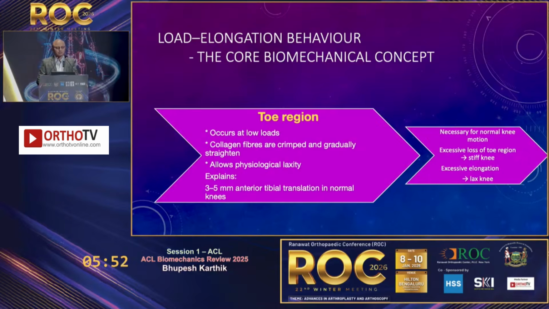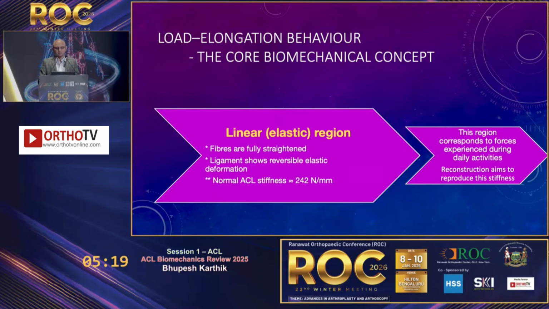To understand the core biomechanical concept, we have to understand the load elongation behavior. This curve has four parts. The first part is the toe region, which occurs at low loads of movement. The collagen fibers are crimped and gradually straightened. This is physiological laxity of all knees. This explains why there is minimal anterior translation with normal knees. This is necessary for regular movement of the knee. Excessive loss of toe region leads to stiffness, and excessive elongation of the toe region leads to laxity.